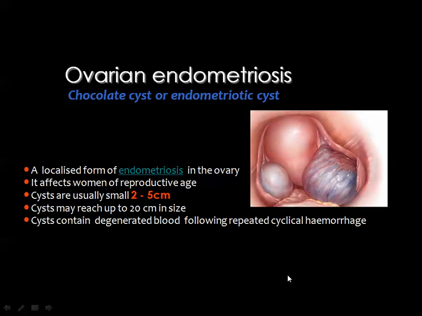Then one of the hemorrhagic cysts occurring in the ovary is the ovarian endometriosis, or the chocolate cyst, or the endometriotic cyst. This cyst will appear due to the presence of ectopic endometrium within the ovary, and the cyst is usually small, in the range of 2 to 5 centimeter, but may reach up to 20 centimeter in size. The cyst contains degenerated blood following repeated cyclic hemorrhage.